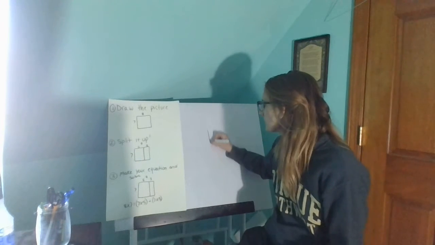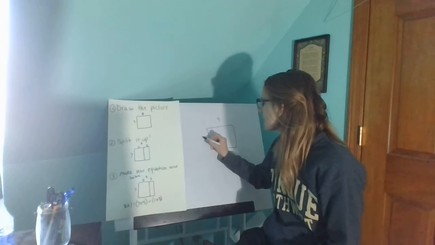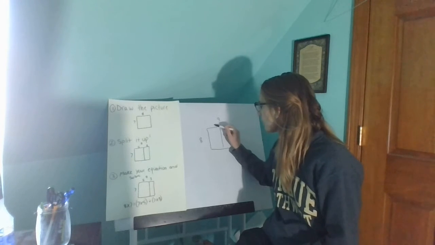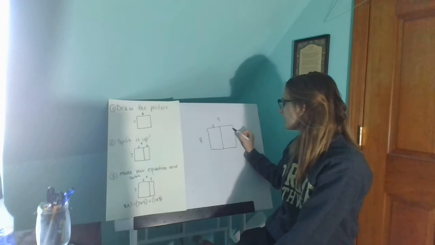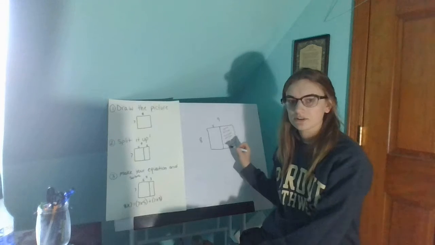Essentially, the problem goes like this. They're given a 9x8 classroom and then an 8x5 rug. And then they want to find out the area of this area right here. This is what they want to find because it's not covered.